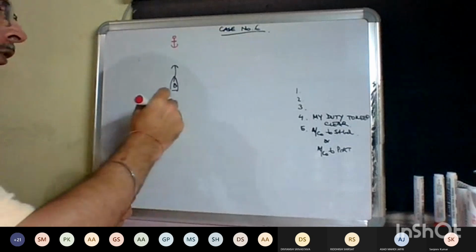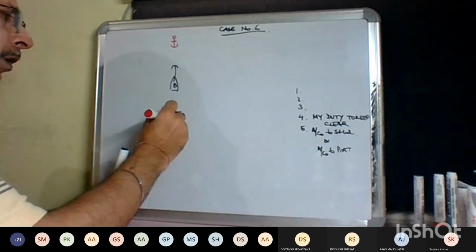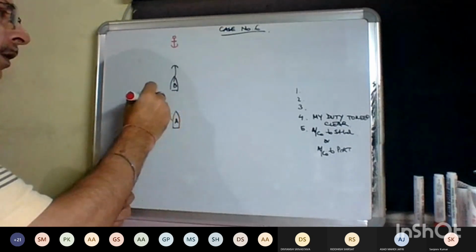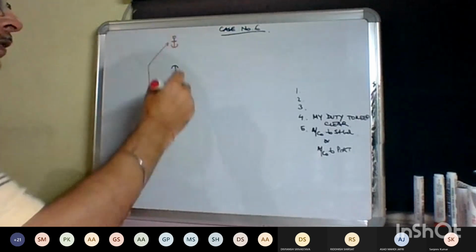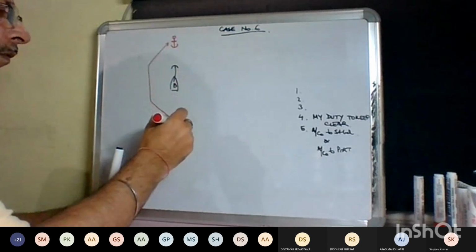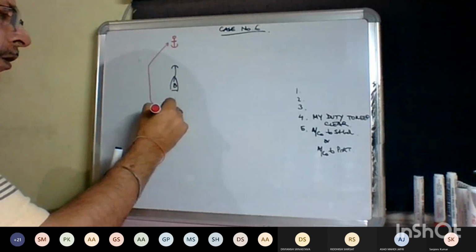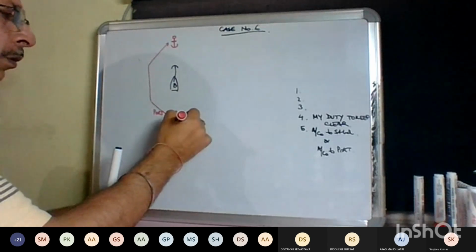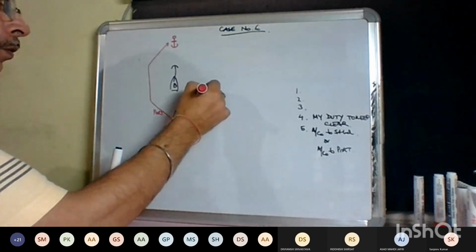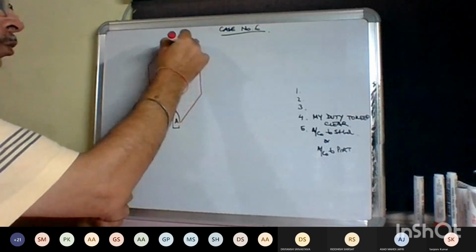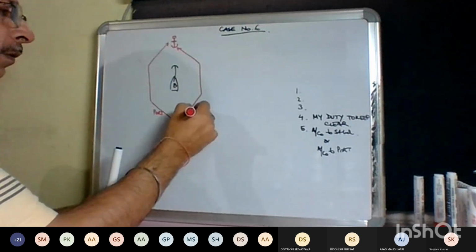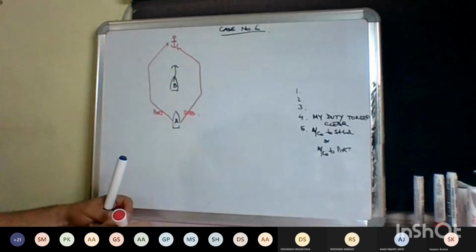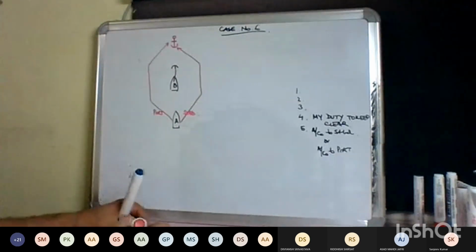So I've got two options. I've got this option to go like this. That means go from port. I have got another option and go like this. That means go from starboard. Which option would you prefer and why?